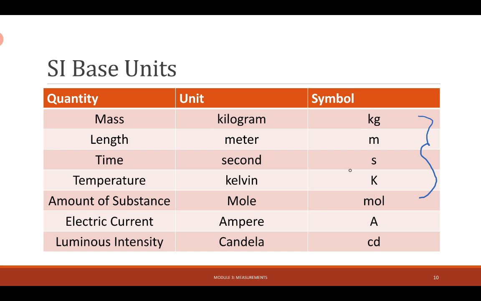So, for instance, liters is not on here, but liters is based on the meter. So, if you are familiar with these units, you can derive all other units in existence.